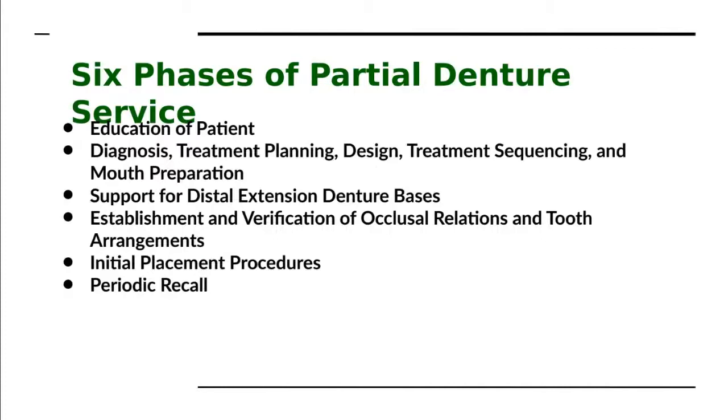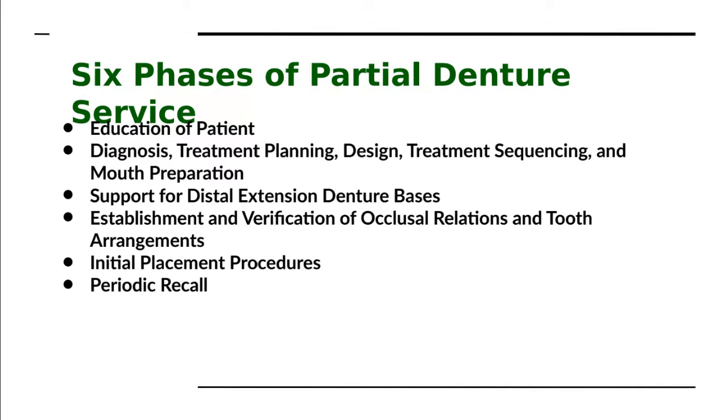What are the 6 phases of partial denture service? First, you need to educate the patient and follow the proper protocol of taking case history. You diagnose the case, plan some treatment, then you go with the design. Then, based on your treatment plan, you need to sequentially start your treatment. You start with the extraction of hopeless teeth, then you go for thorough oral prophylaxis with scaling and root planing.